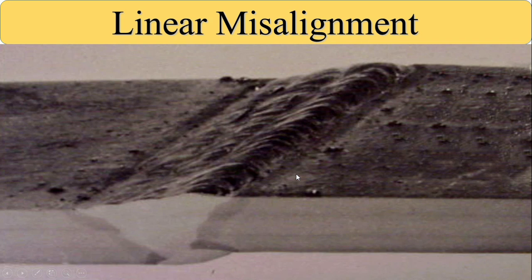So it is coming from the starting of the plate. Before you start the welding, you have to check whether this type of misalignment is there. You have to rectify it, then you have to start the welding.